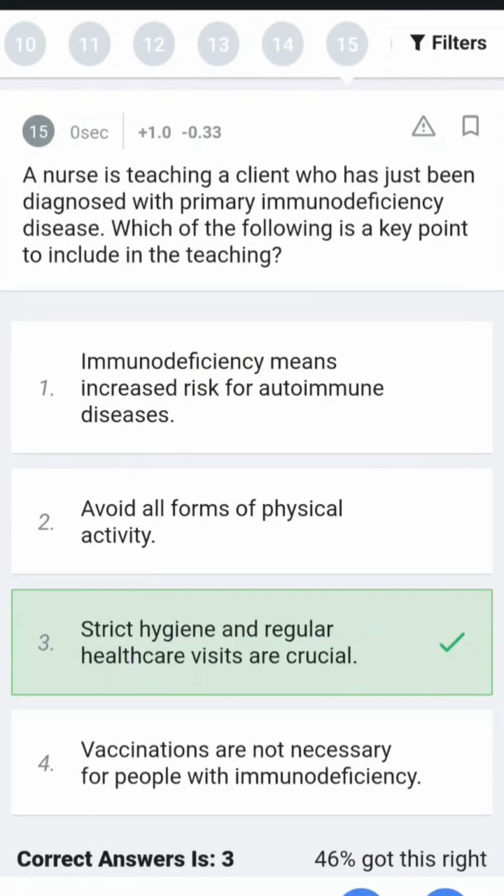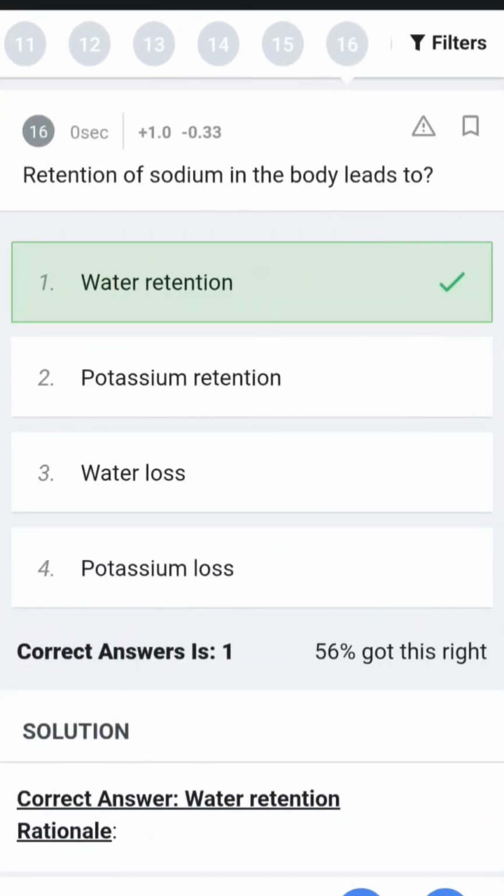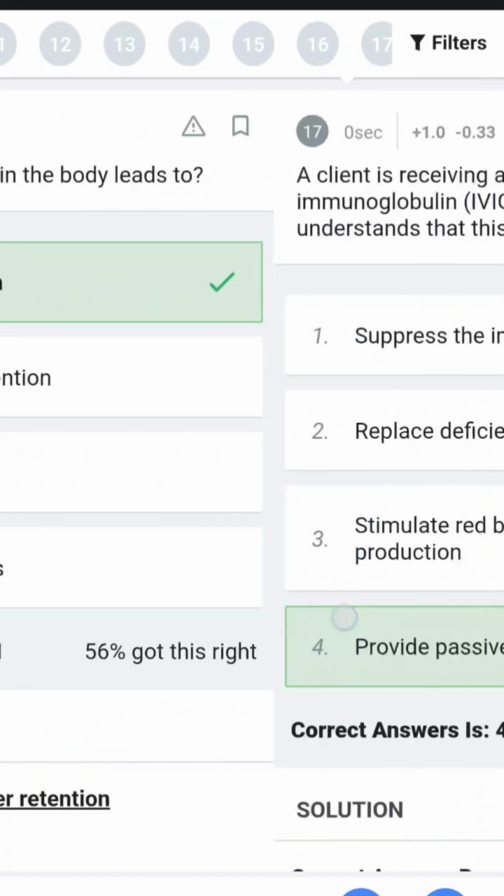Question number 15. A nurse is teaching a client who has just been diagnosed with primary immunodeficiency disease. Which of the following is a key point to include in the teaching? Correct option 3rd, strict hygiene and regular healthcare visits are crucial. Question number 16. Retention of sodium in the body leads to. Correct answer is water retention.